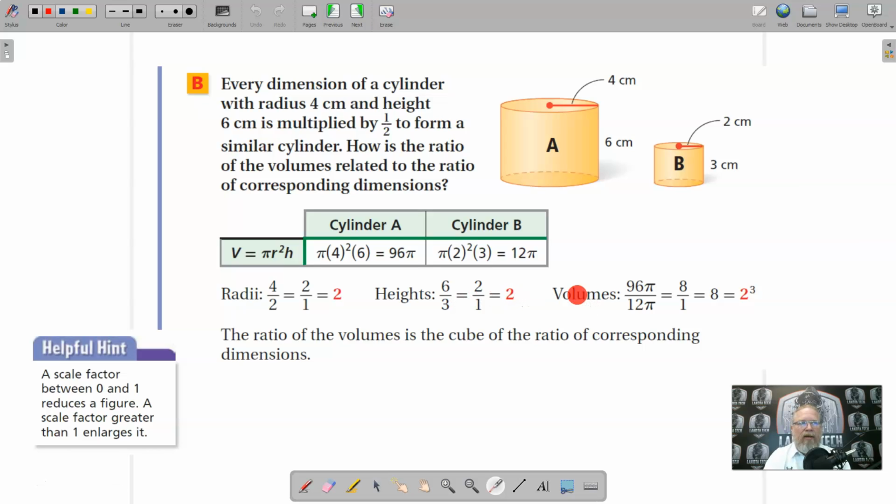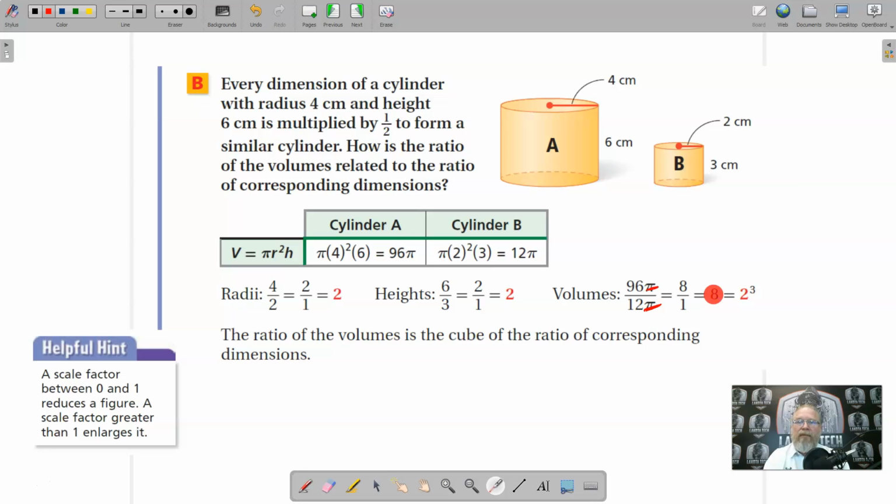Now for the volumes, we get 96 pi to 12 pi. 96 and 12 will simplify to 8 over 1. Divide 96 by 12, we get 8. 12 divided by 12 is 1. And just in case you're wondering what happens to the pi, the pi's cancel each other out. So we end up with 8 over 1, and any number over 1 is equal to itself, so we get just 8.